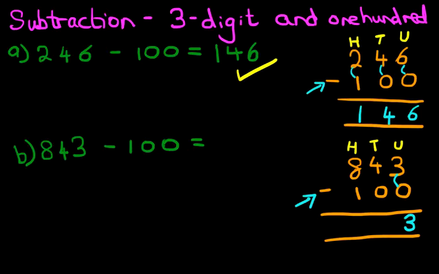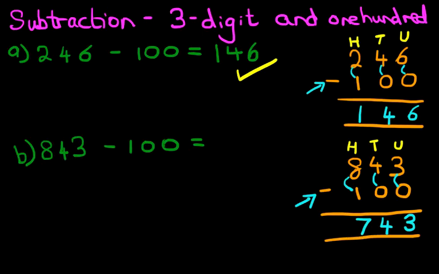Now we're going to do the tens column. What is 4 minus 0? That's right, the answer is 4. And lastly, we're going to do the hundreds column. What is 8 minus 1? That's right, it is 7.